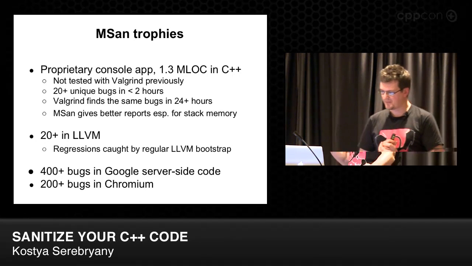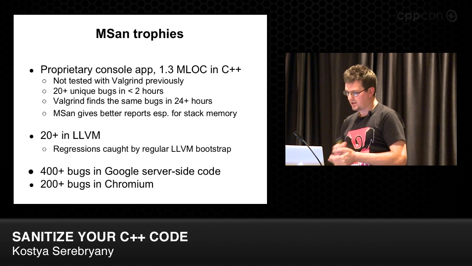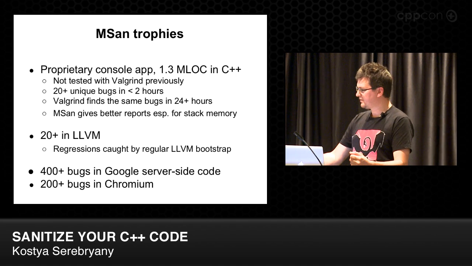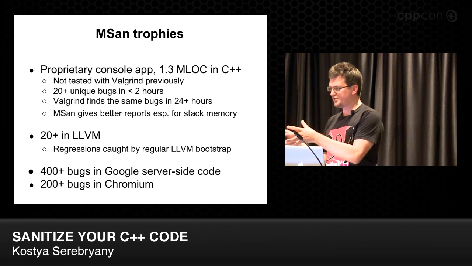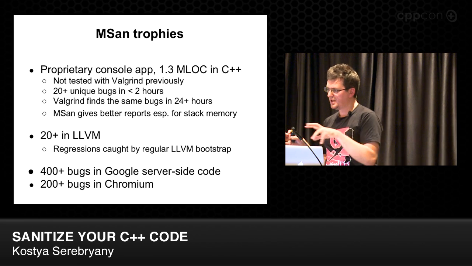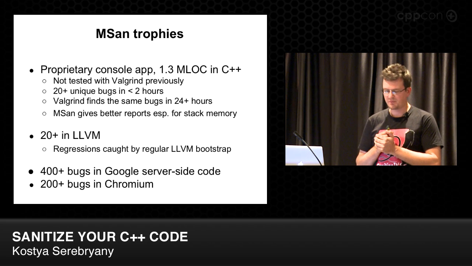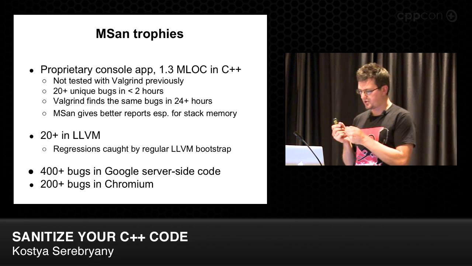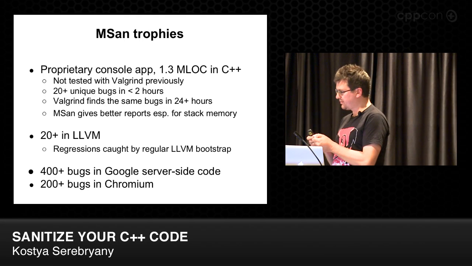Okay. Then we deployed this tool for the LLVM compiler, the project which helped us create all those nice sanitizers. And we found over 20 bugs in LLVM so far. Those were not bugs that existed in the source for ages, because LLVM is also being tested with Valgrind periodically. But those were regressions caught by regular bootstrap.